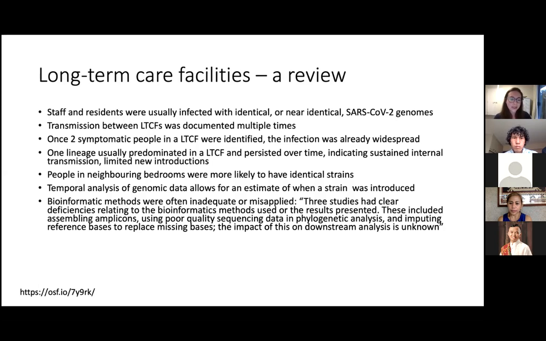And some people have said that they can do temporal analysis of the genomic data to figure out when the strain was introduced. Bearing in mind that a lot of these genomes are identical, there's limited temporal signal in that data, but it's probably still helpful.